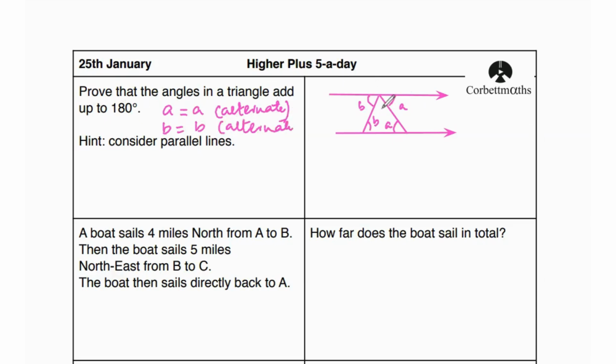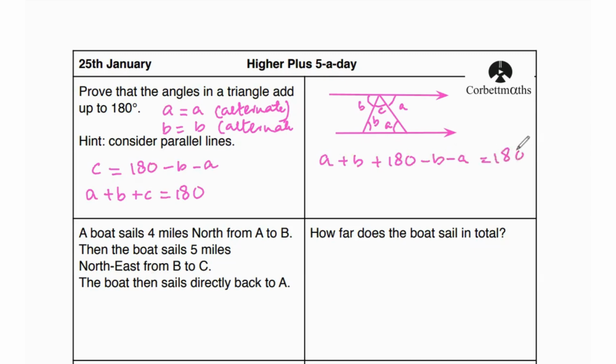Now we know that C is going to be equal to 180 minus B minus A. So A, B, and C we claim to be equal to 180. So if we substitute C with 180 minus B minus A, that gives us 180. Since both sides are equal, we can easily show that the angles in a triangle add up to 180 degrees. That's your answer.